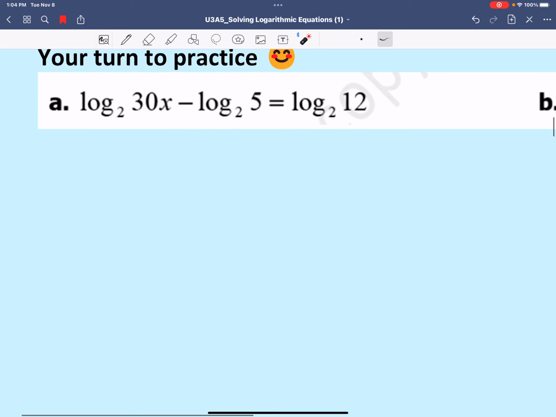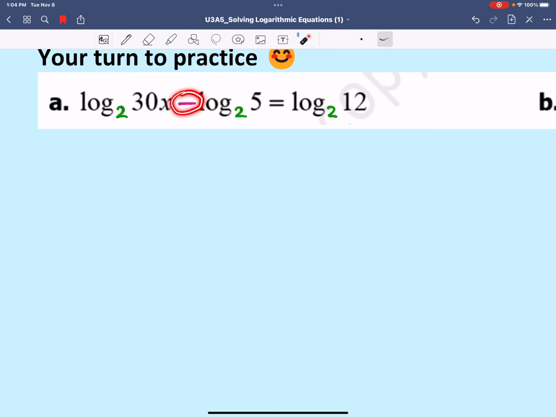So question A, or practice A, we have log with base 2 of 30x minus log with base 2 of 5 equals log with base 2 of 12. So first, inspect the bases. They must be the same. And then continue with the next step, which is combining the terms. So we have log with base 2 of 30x minus log with base 2 of 5.